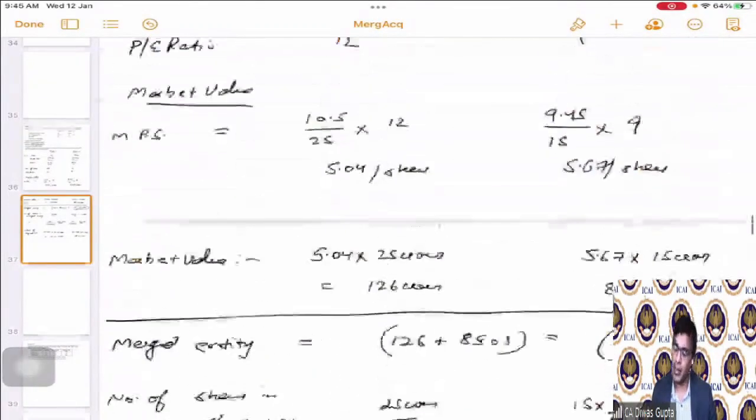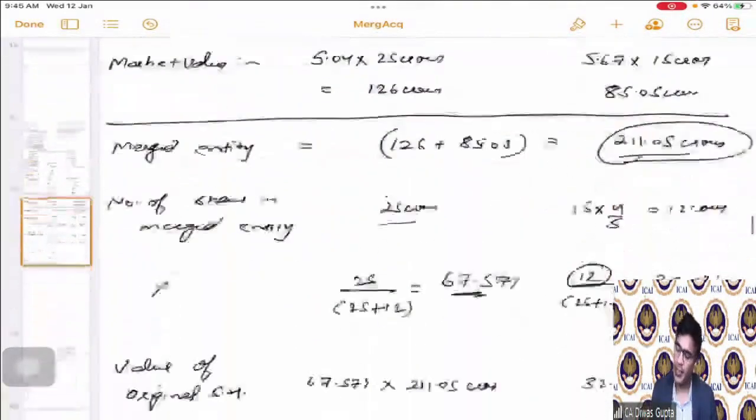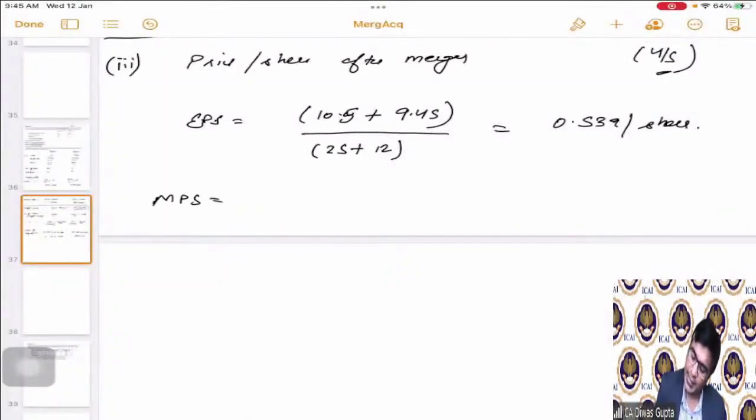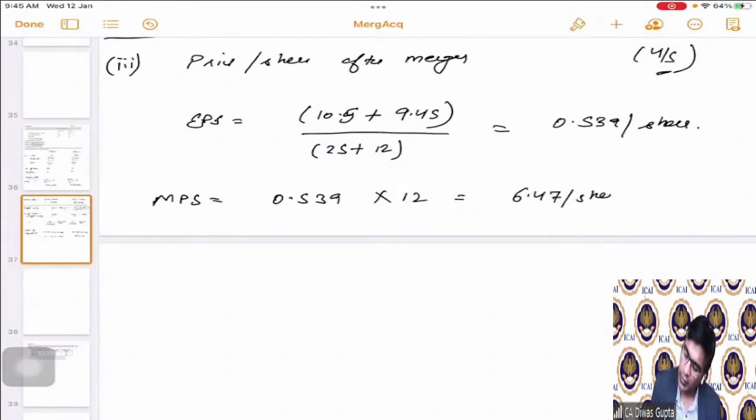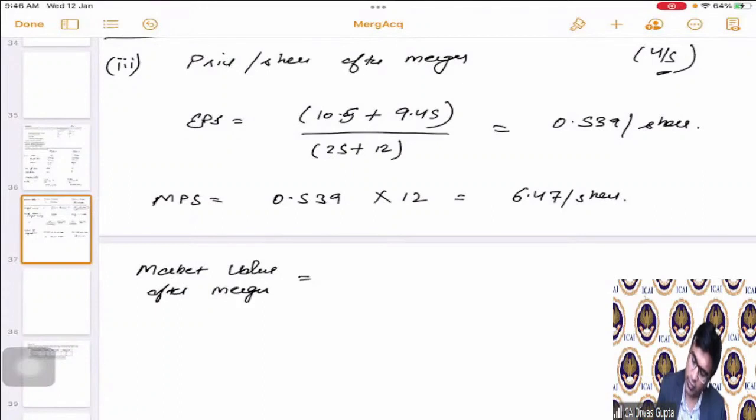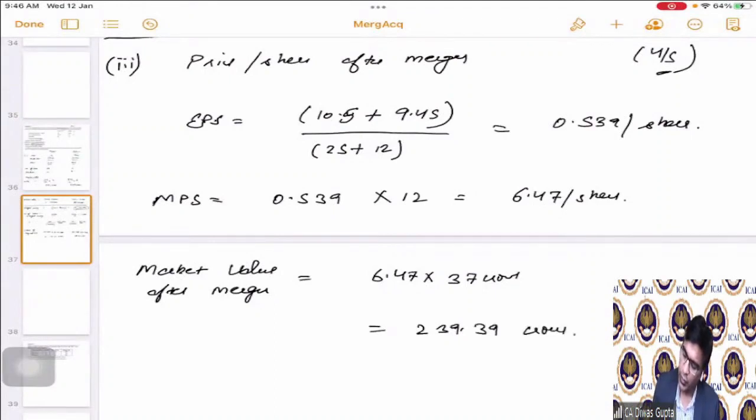Then, do we know what is the PE ratio? Yes, the PE ratio is 12. Can we calculate the market price easily? So the MPS is EPS into PE ratio. So hence 0.539 multiplied by the PE ratio of 12. So this comes as 6.47. So the market price after merger comes out to be 6.47, and hence the market value after merger is equal to 6.47 multiplied by 37 crores, which is equal to 239.39 crores.